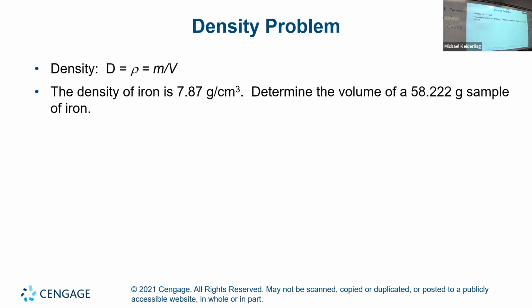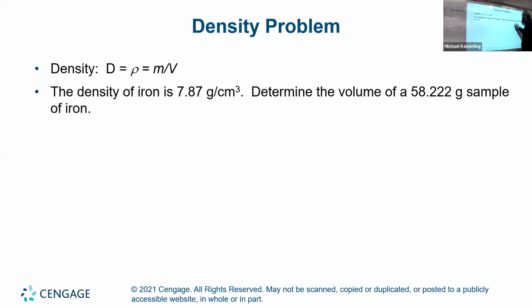Now, density is a measure of the amount of stuff in a substance. I think we talked about this earlier. We mentioned density. Density is generally measured in grams per cubic centimeter. So let's do a problem about density. The density of iron is 7.87 grams per cubic centimeter. Every cubic centimeter of iron has a mass of 7.87 grams. So let's determine the volume of a sample of iron that is 58.222 grams.